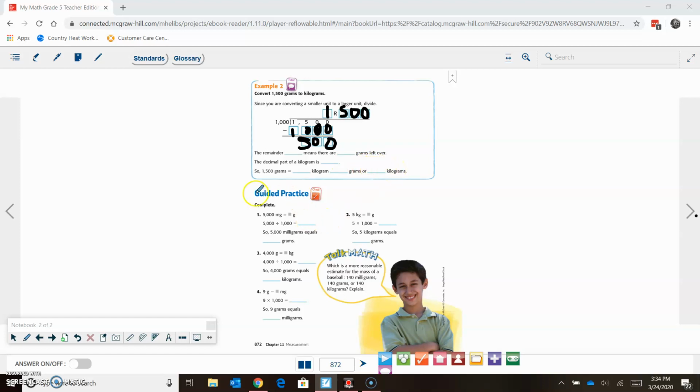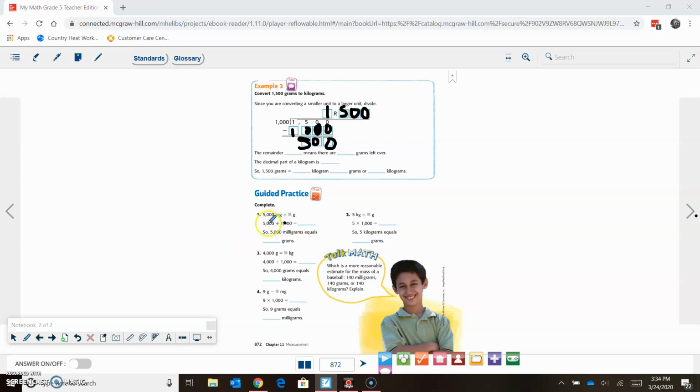Okay. Now, complete, and they have told you what to do for each problem. So this should be fairly easy. 5,000 milligrams is how many grams? What is 5,000 divided by 1,000? So when you are dividing with zeros, they cancel each other out. With multiplying zeros, you add them, but with division, you can just get rid of them.